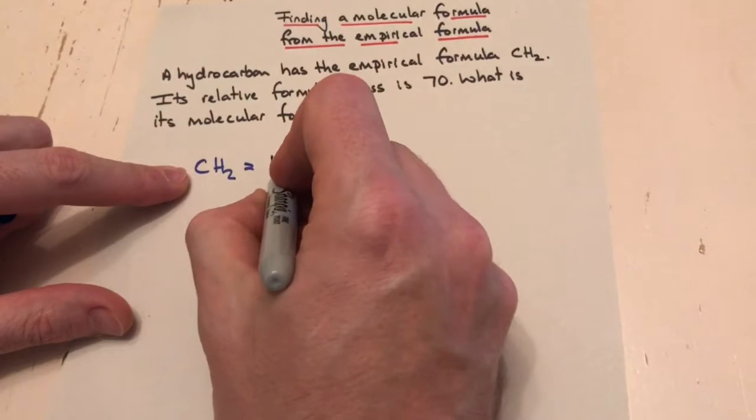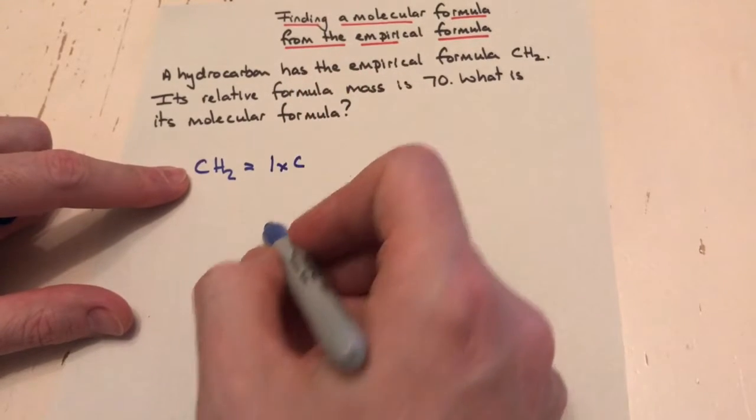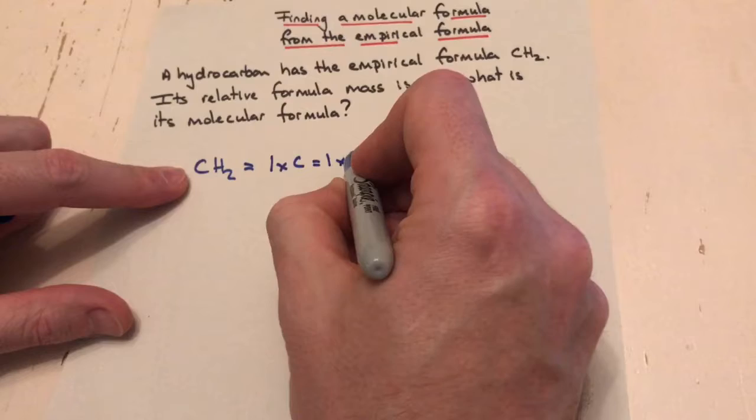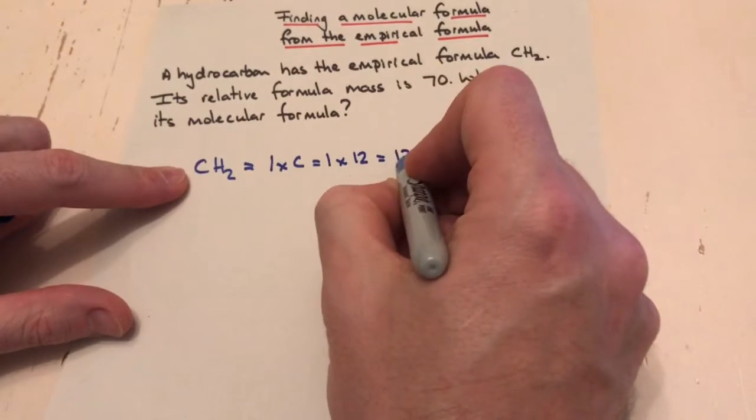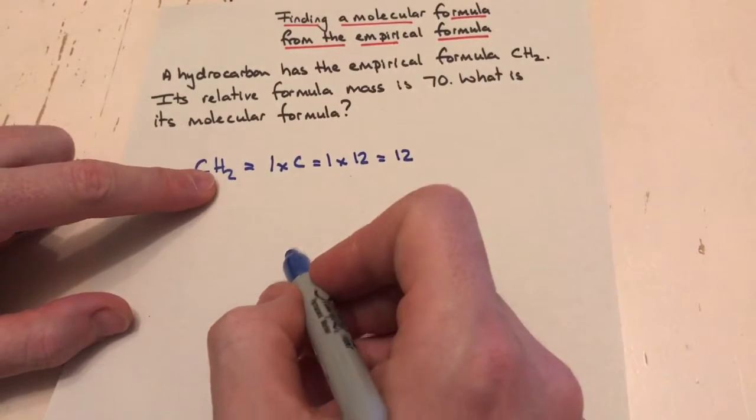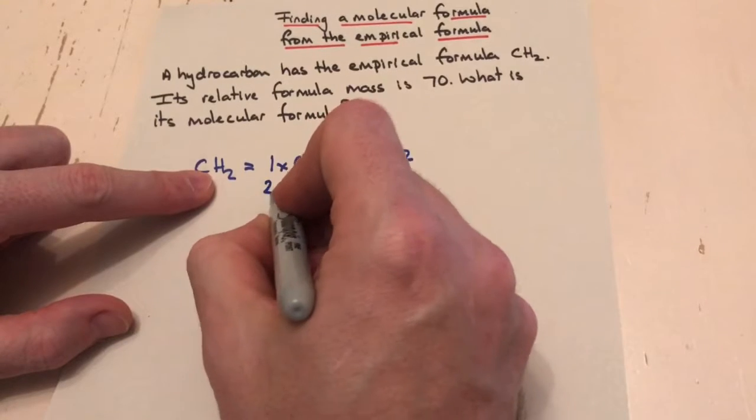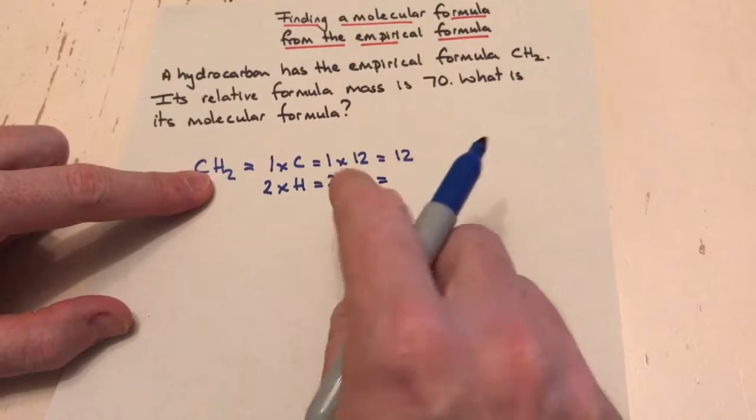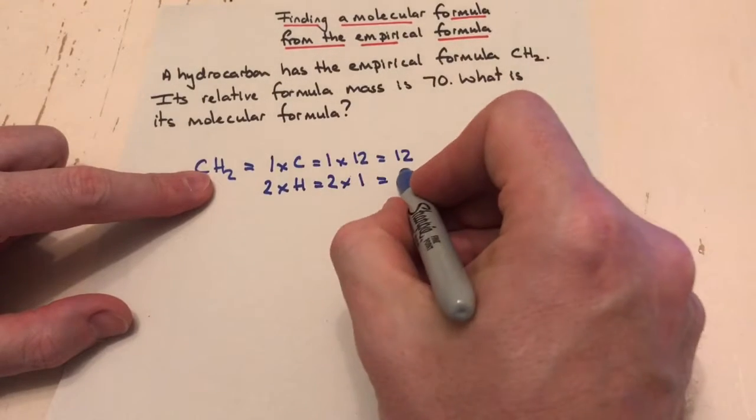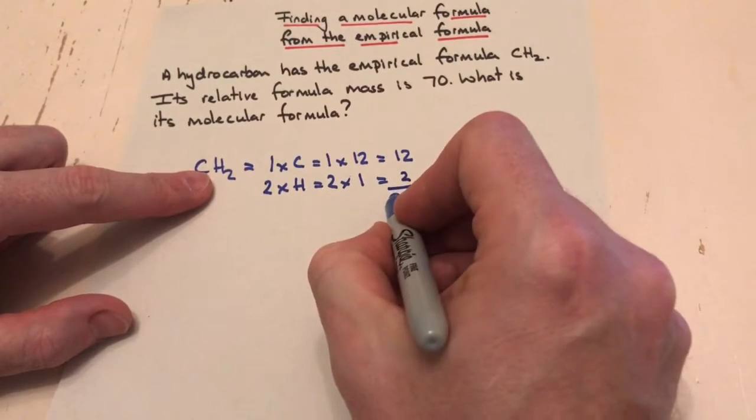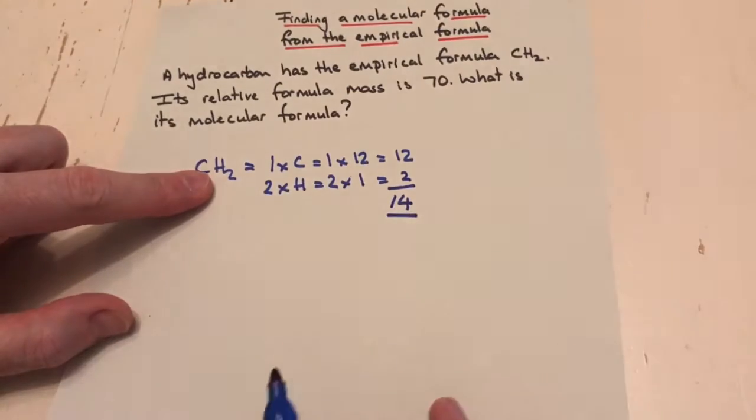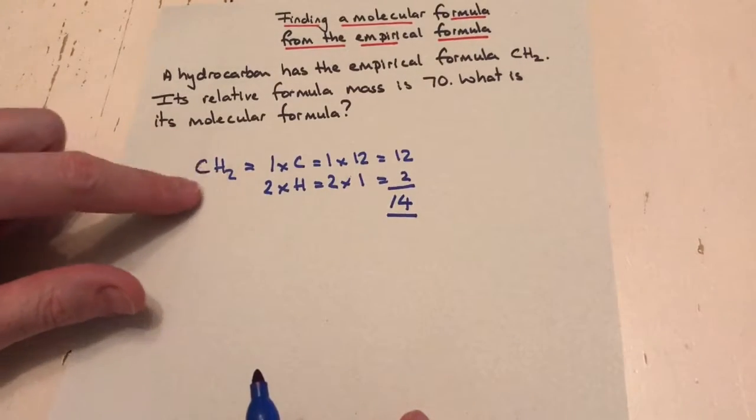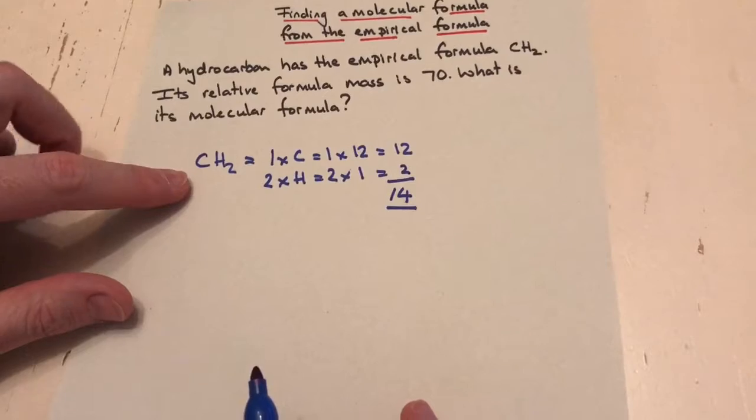In here we have one carbon. Carbon's relative atomic mass is 12, so that gives me a total mass of 12. We have two hydrogens, so I have 2 times hydrogen, which is 2 times a relative atomic mass of 1, and that gives me a total mass of 2. Add them up, and I get a mass of 14. So the mass of this formula is 14.